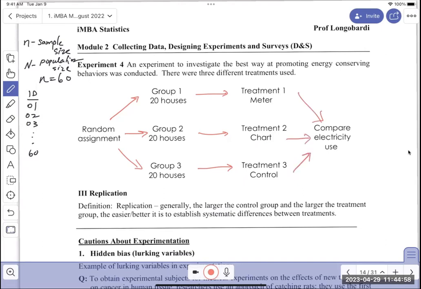And then you compare the electricity use from beginning to end. And you'll see that just because they're part of the experiment, the control group will show a reduction in energy use. The other 2 methods have to reduce energy use by more. Otherwise, this study will not lead to a statistically significant result. Okay, any questions about that?